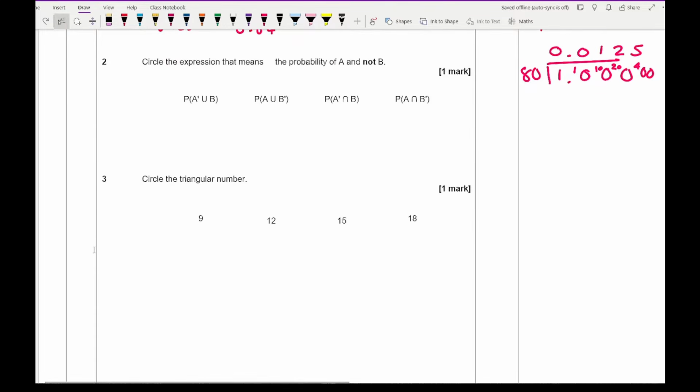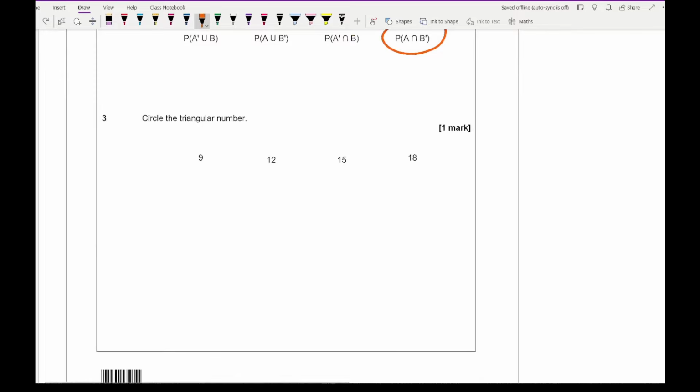Moving on to question 2, it says circle the expression that means the probability of A and not B. Well, A and then not B is just B with a dash, so we're looking for this, and this is our fourth option. Question 3 then says circle the triangle number. So if you're not sure about how triangle numbers are created, that's going to be our first one. This is our second. Our third one is just adding on the previous term. So then the fourth one is going to look like this, in which we've got 1, 3, 6, 10, and then 15, and so it's going to be our third option.